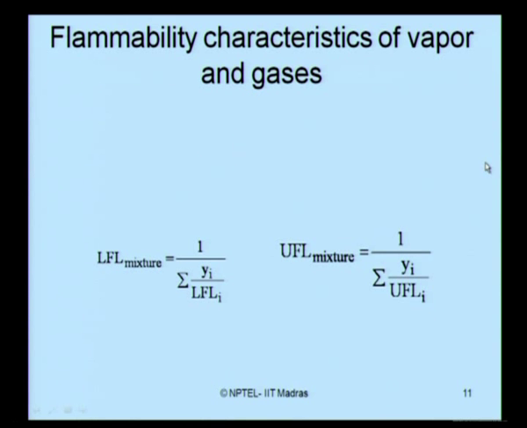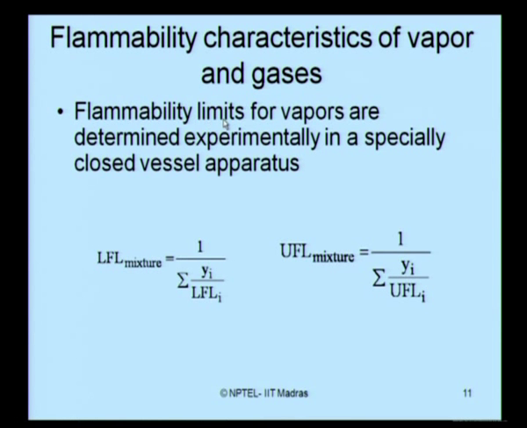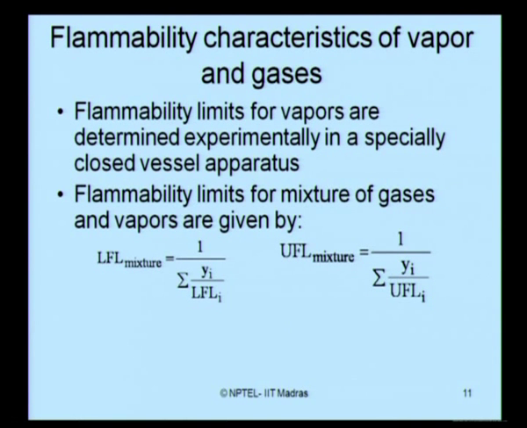The next flammability characteristic which we will discuss is for vapor and gases. Flammability limits for vapor are determined experimentally in a specially closed vessel apparatus. Flammability limits for a mixture of gases and vapor are given by these two expressions. The lower flammability limit for a given mixture of gas and vapor is given by this equation.